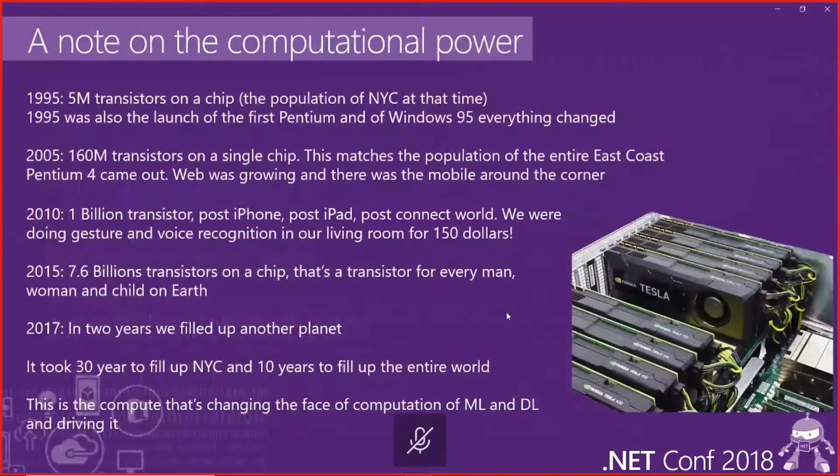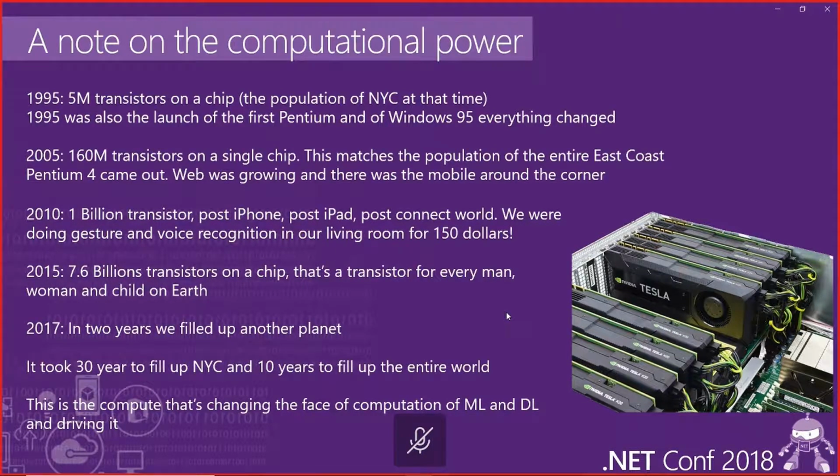This is all about computational power, and I want to make a note on this because maybe not everyone realizes it, but it's very important. Let's start from 1995. In 1995, we got 5 million transistors on a chip, and that was the population of New York City at that time. 1995 was the launch of the first Intel Pentium, Windows 95 was also launched, and everything changed in the world.